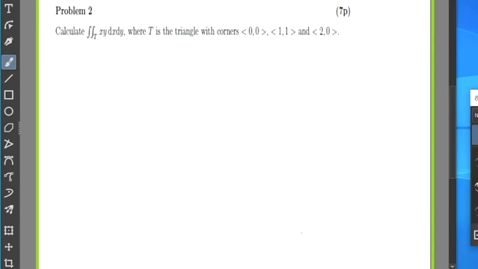In problem number 2, we need to calculate an integral. So we need to integrate the function xy over a triangle with specified corners. So let's sketch that triangle first. So here we have the point 0, 0. Here we have the point 1, 1. And here we have the point 2, 0. So this is the triangle we have to look at.